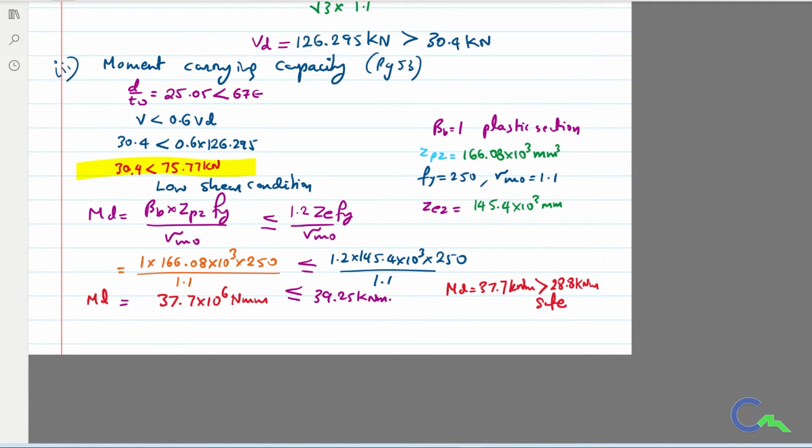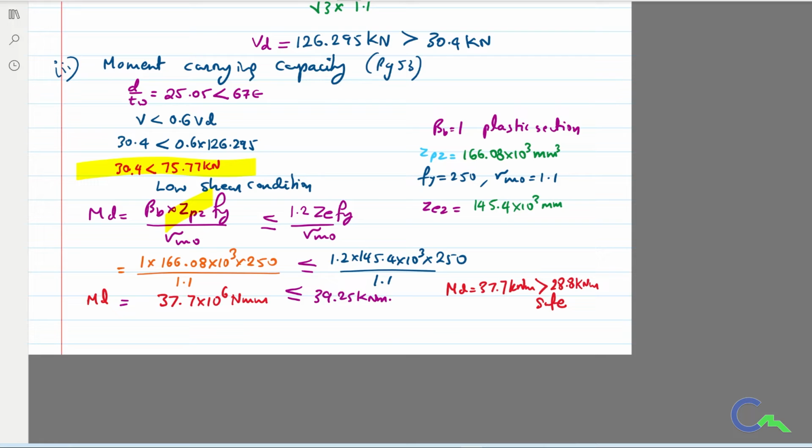Here, beta B, in the section classification we got that it is a plastic section. The ZPZ value we have taken from the steel table. Fy we know is 250. So I am going to substitute all these values, and I am going to get MD as 37.7 into 10 to the power 6.